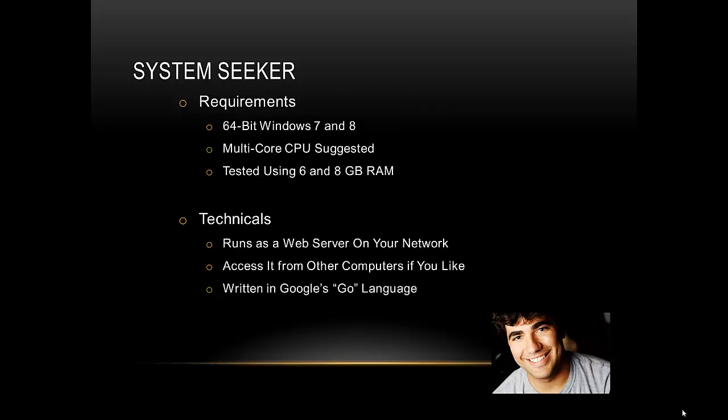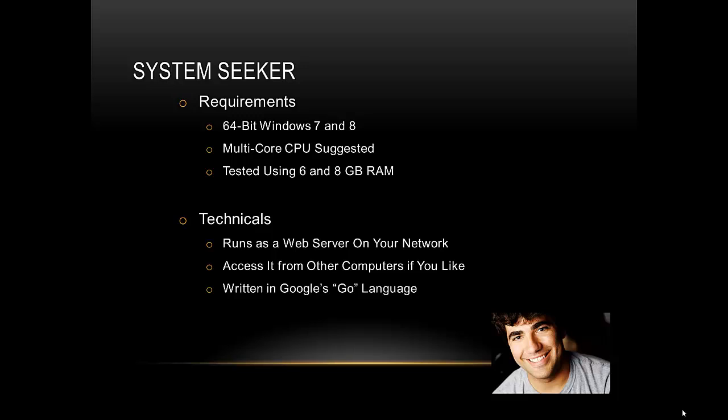System Seeker runs on 64-bit Windows 7 and 8. Multi-core CPUs are suggested, and most computers today have those. It's tested using 6 and 8 gigabytes of RAM. The more data that you have and the more simultaneous alternatives that you evaluate, the more RAM you need.